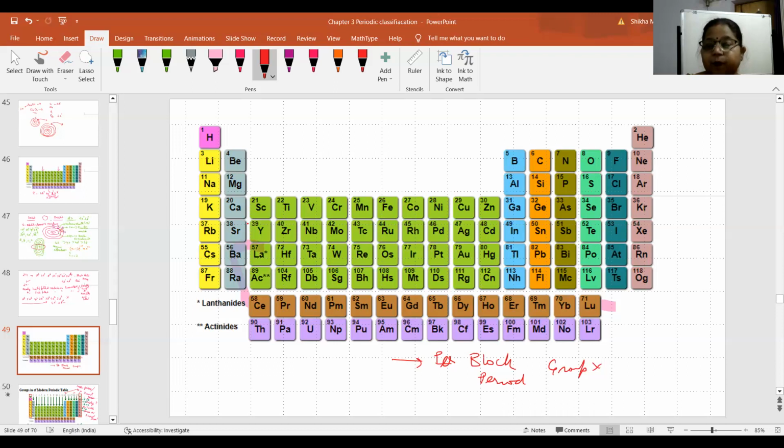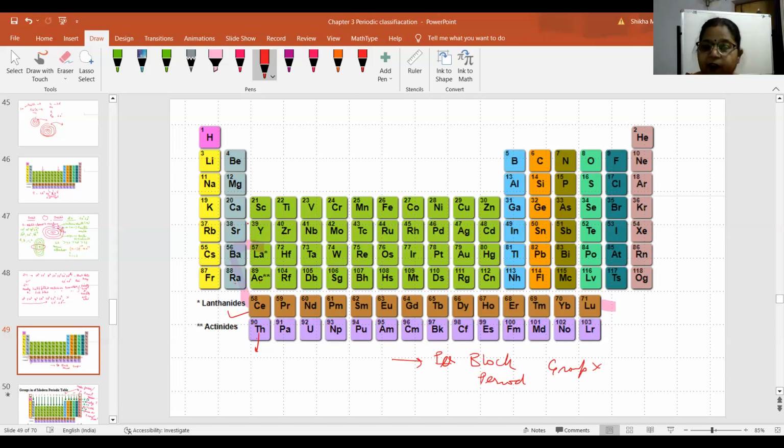These elements, which are placed below the main body of the modern periodic table, beginning with cerium 58 to lutetium 71, are called lanthanides or lanthanoids. Both the spellings and the words are the same. Similarly, another set of 14 elements after radium, then you have actinium with 89, then beginning with thorium, 90, to LR, which is lawrencium, 103. They are placed below lanthanides, below the main body of the modern periodic table, and they are referred to as actinoids.